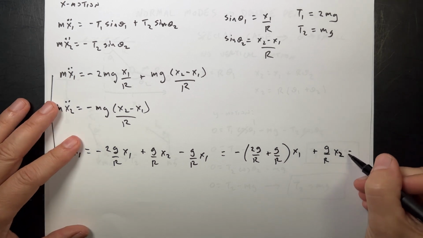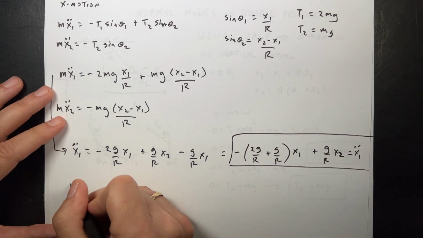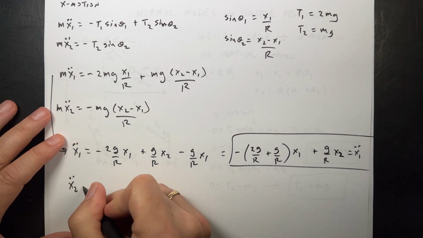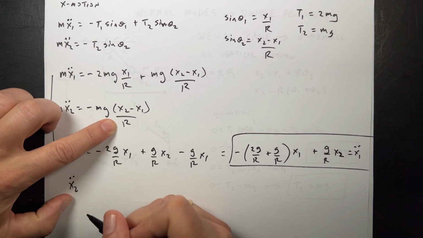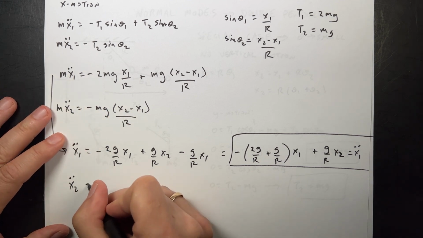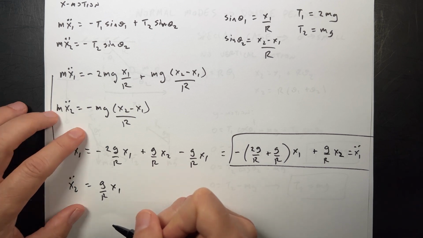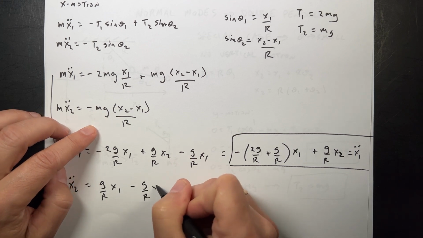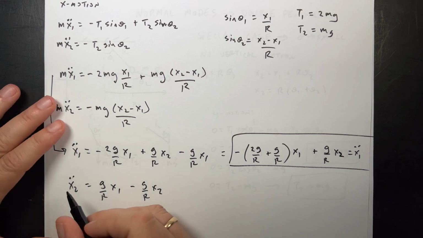And that's x1 double dot. Now let's do the same thing for the other. x2 double dot is just going to be equal to the mass canceled. So I'm going to do the x1 first. I have negative g over r times negative x1, so this is going to be g over r x1. And then I have minus g over r x2. I'm just checking. Okay, that's my other equation.